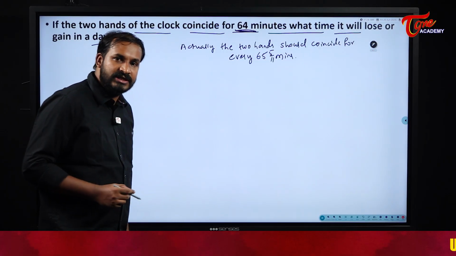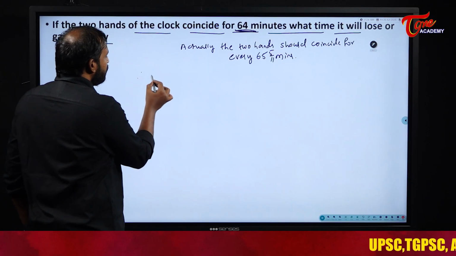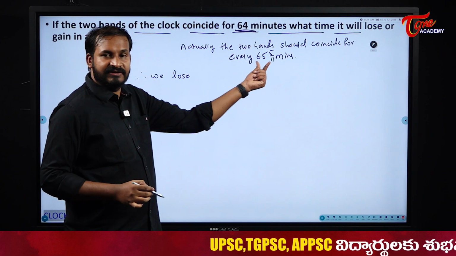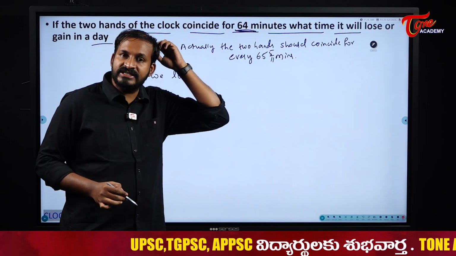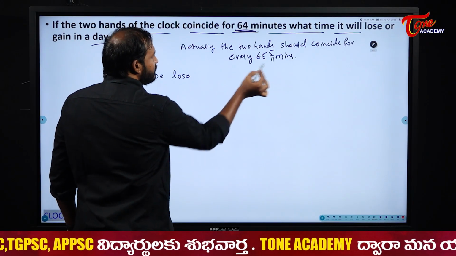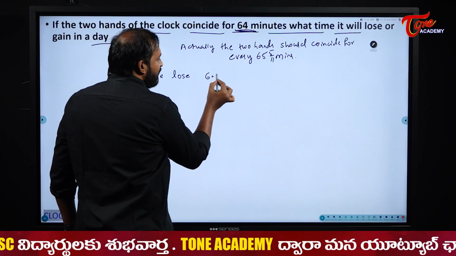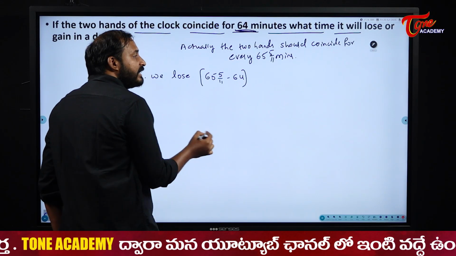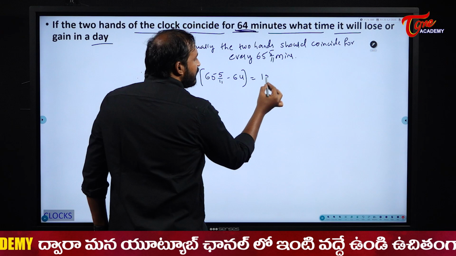Okay, how much are we losing? The actual one is 65 5/11 minutes, but it is coinciding in just 64 minutes. That means we lose the difference between the actual one and the present one. 65 5/11 minus 64 is 1 5/11 minutes.